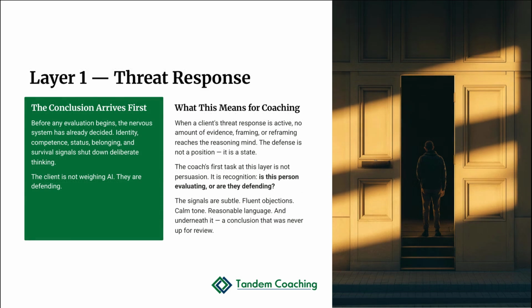Layer 1, the threat response. This is the layer where the conclusion arrives before the evaluation. Signals around identity, competence, status, belonging, and survival trigger a protective reaction that shuts down deliberate evaluation entirely. Your client's threat detection is doing the job it evolved to do, applied to a situation where it produces the wrong result. The client is not weighing AI. They are defending. And you cannot argue your way out of a defense because it is a state, not a position.